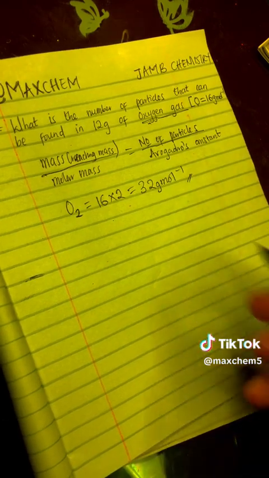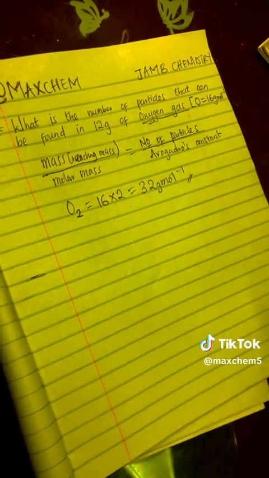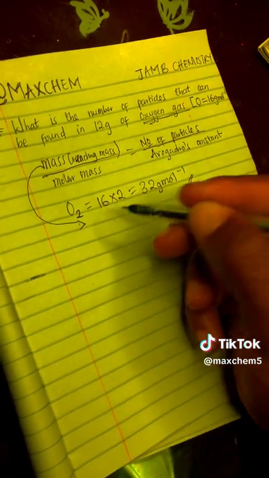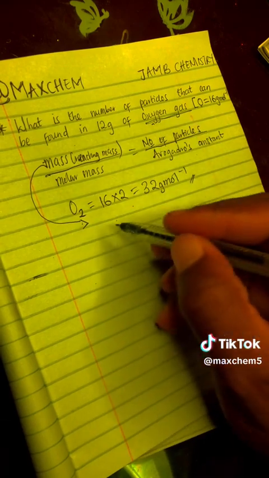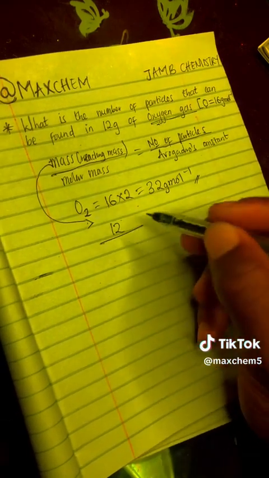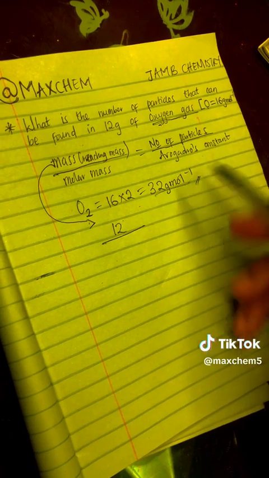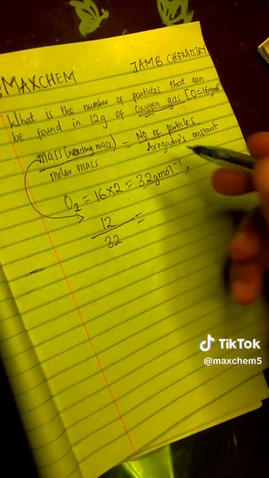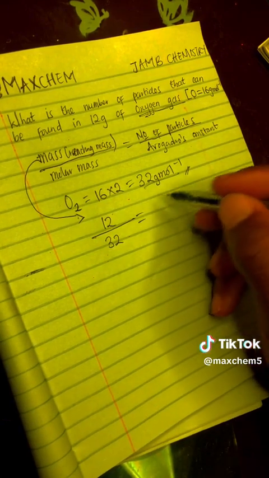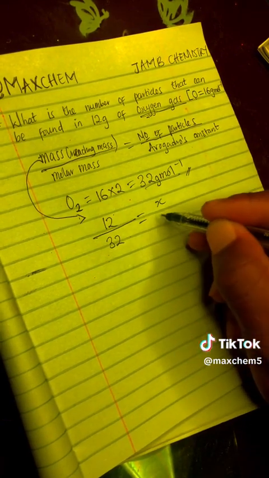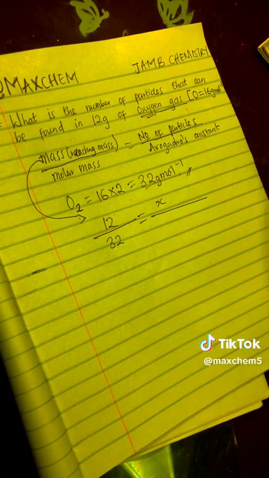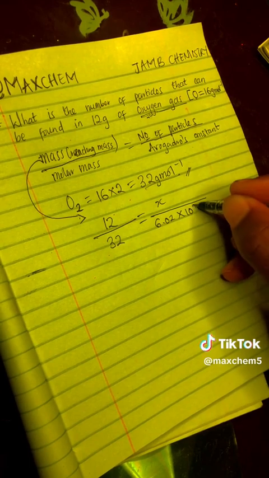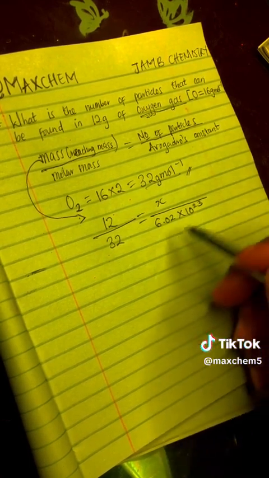So let's continue. What is the mass? The mass is 12 grams. So we are going to put this in what we are solving. So 12 over, what is the molar mass? That's what we got here, 32 grams per mole, is equal to number of molecules or number of particles, which is what we are looking for. That was represented with X, all over Avogadro's constant, which is 6.02 times 10 raised to power 23.